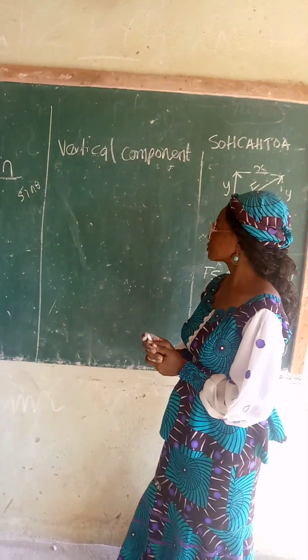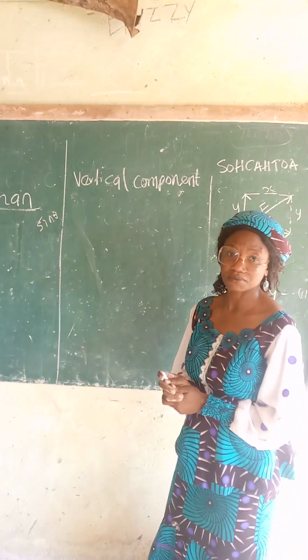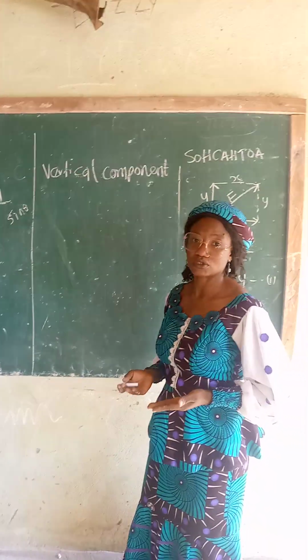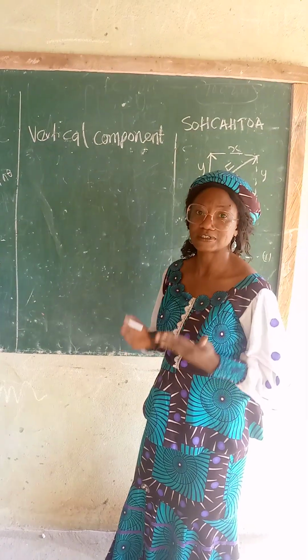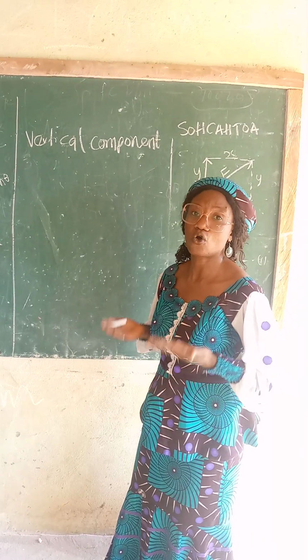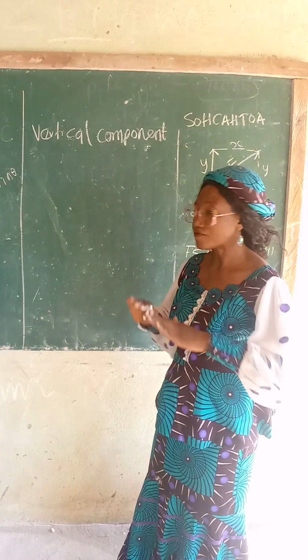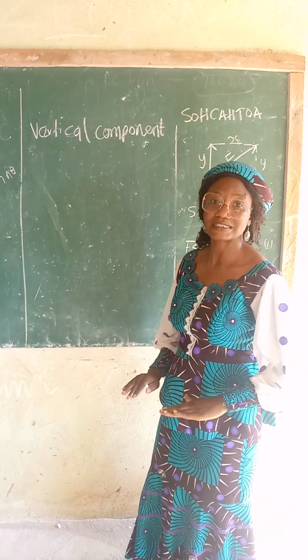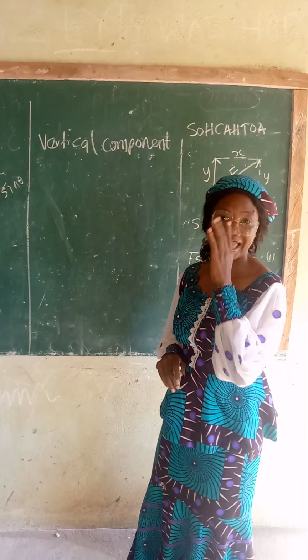Let's go. So now, resolving into vertical components, all the vectors that are up will be considered as positive. Are you here? Every vector that is up will be considered as what? Positive. While every vector down will be considered as what? Negative. Let's go. Let's start with F1.